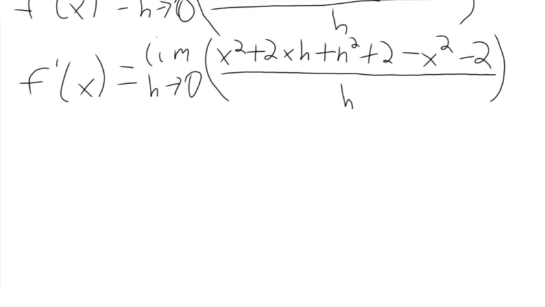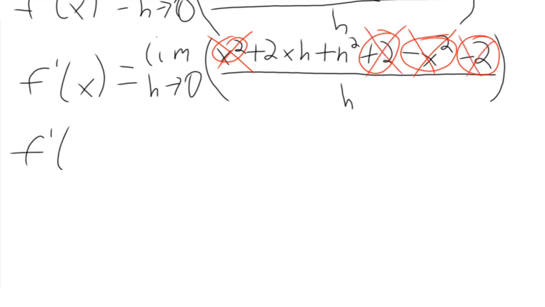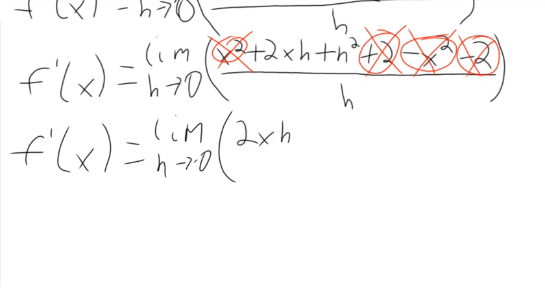And now we can simplify a little bit. We have x squared minus x squared. They cancel off. Plus 2 minus 2. They also cancel off. And we'll see that all we're left with is the limit, as h goes to 0, of 2xh plus h squared over h. Now, we can't plug the 0 in yet because we still have the h in the denominator.